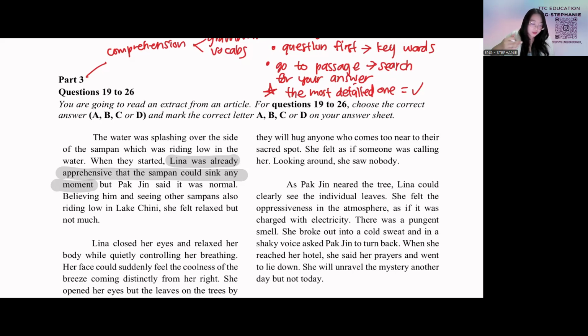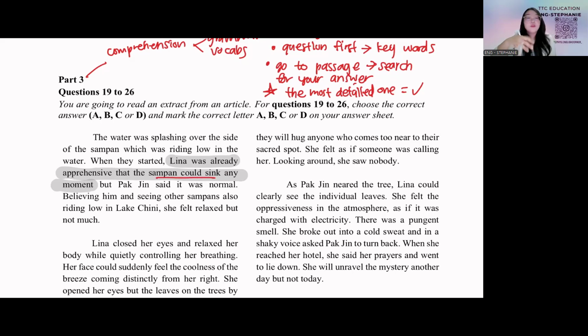Option A, water splashing over the side of the sampan. B, the nonchalant look on Park Jin's face. C, possibility of the sampan sinking. D, low gliding of the sampan. Your answer should be C. Okay, the possibility of sampan sinking, because there is literally sampan sinking.